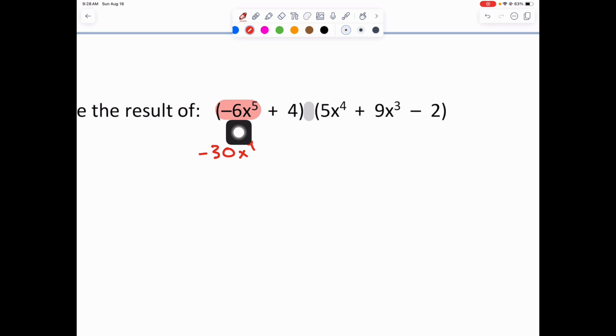Then we have negative 6x to the 5th times 9x cubed. So negative 6 times 9 is negative 54. That will be x to the 8th. Great work.